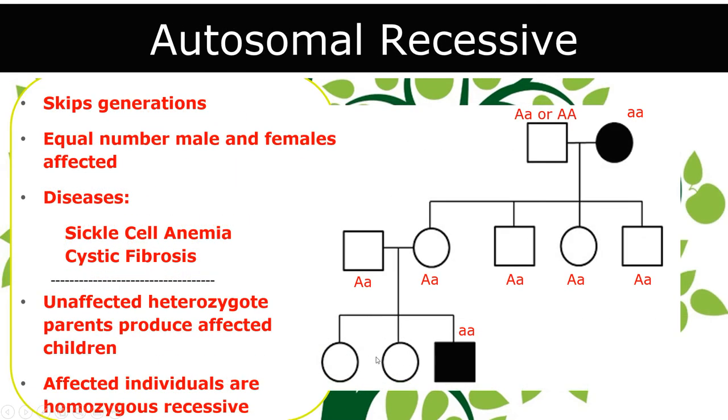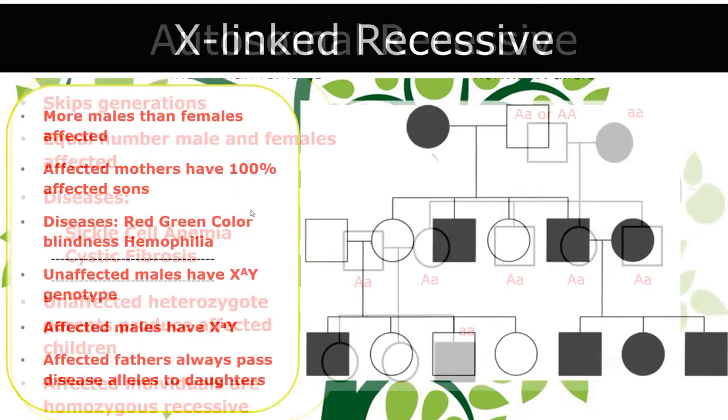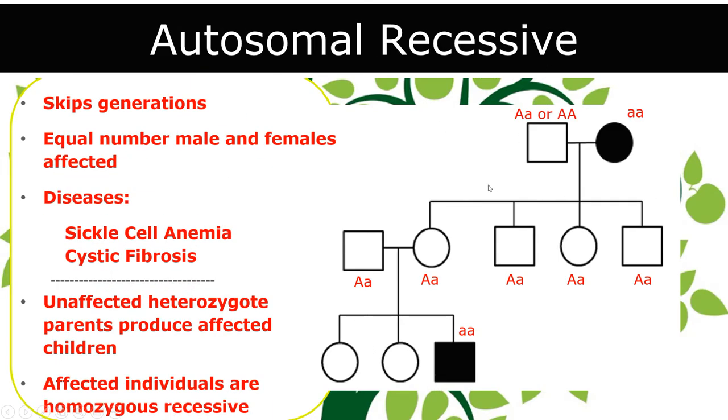And then the status of these children is not known, but you can calculate percentages for them. So that's the autosomal recessive. Skips generations, has unaffected parents having an affected child. You can assign immediately the people with the disease, those lowercase alleles, and you can usually work out from there at least some of the genotypes for the children.